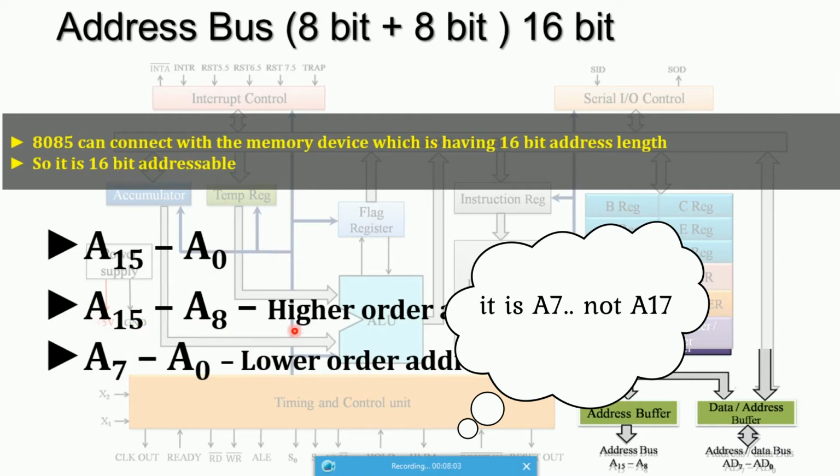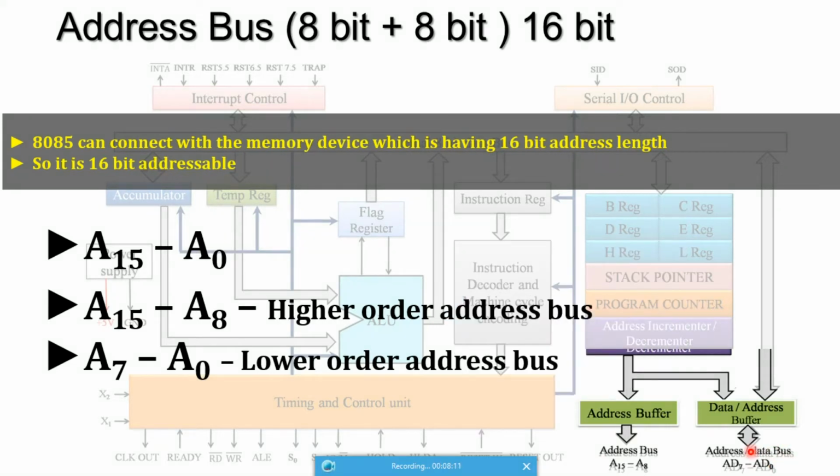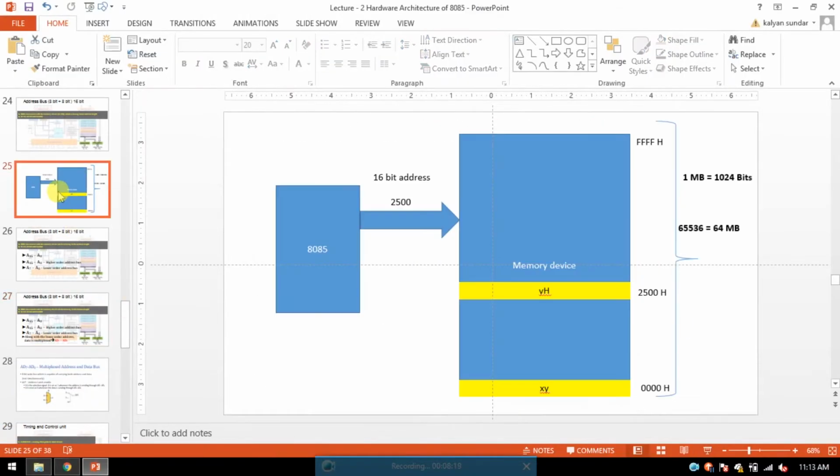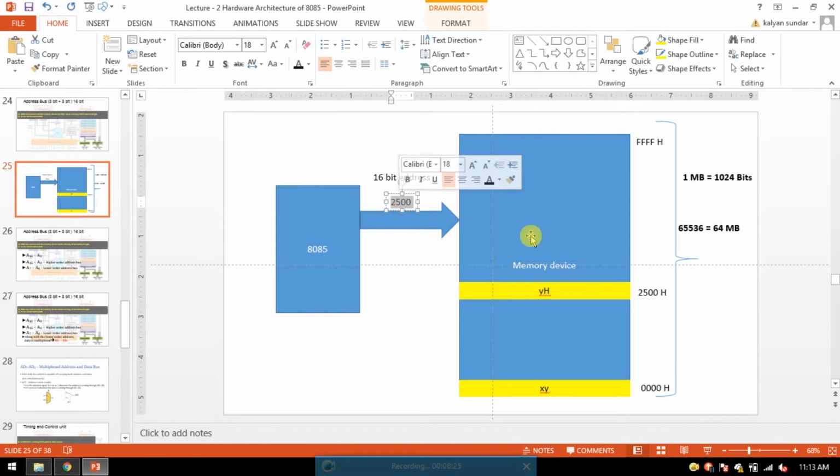This is the address or data bus, we will see now. Along with the lower order address, data is multiplexed. What is data here? You can see the microprocessor is accessing the address location 2500. From the 2500 itself, there will be 8-bit data, say 25H. So this is address, this is data.